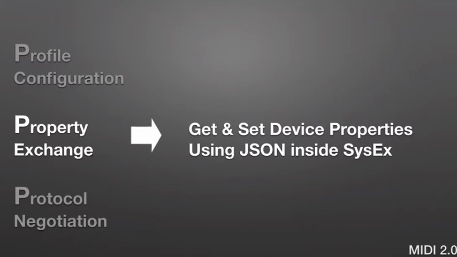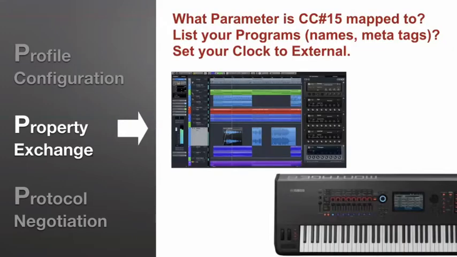Another one of the things that is interesting about property exchange is what you can do with hardware devices. So property exchange, what parameters is CC number 15 mapped to? Get a list of your programs, names, meta tags, set your clock to external. These are all things that you can do with property exchange.